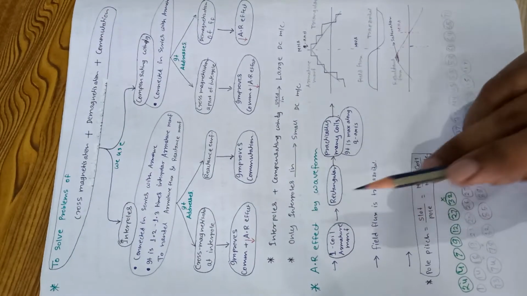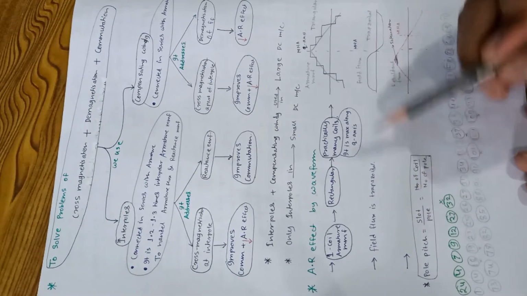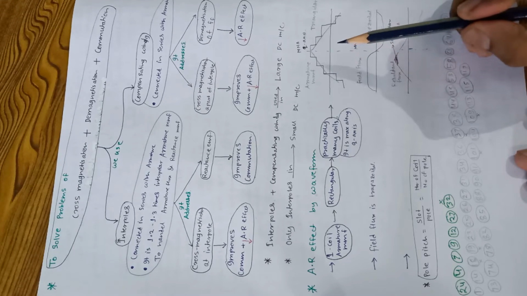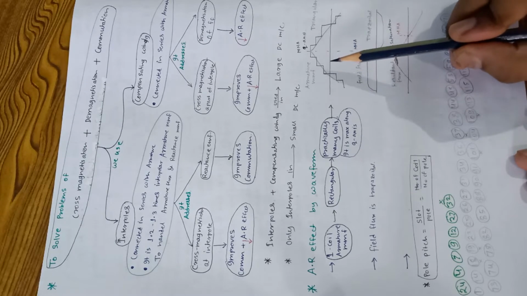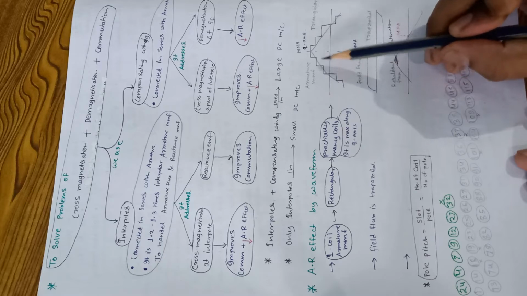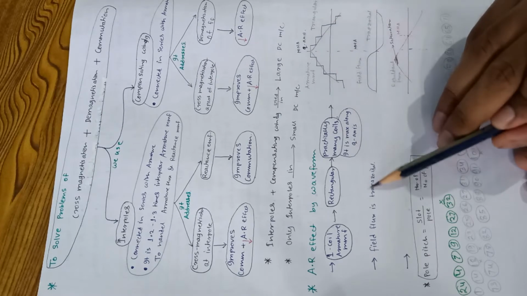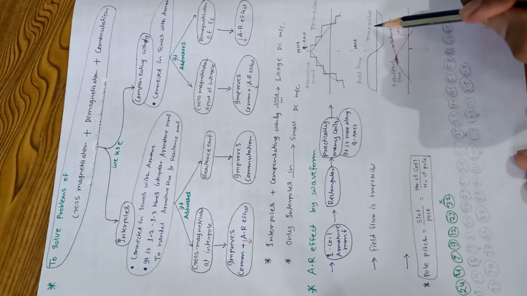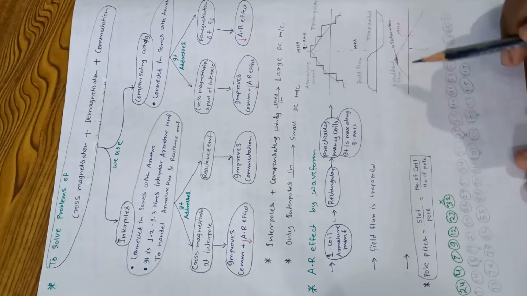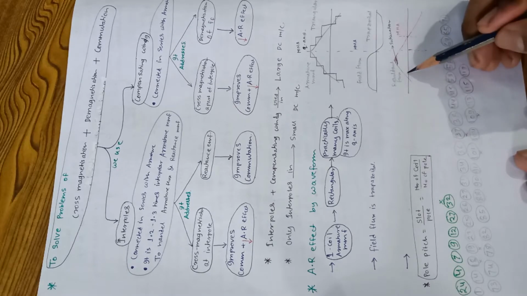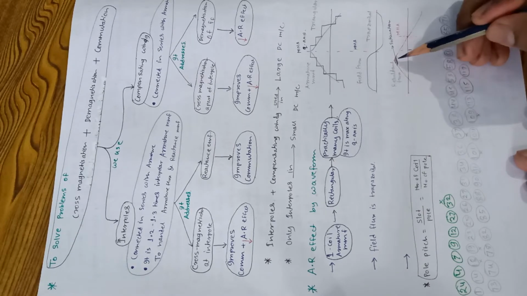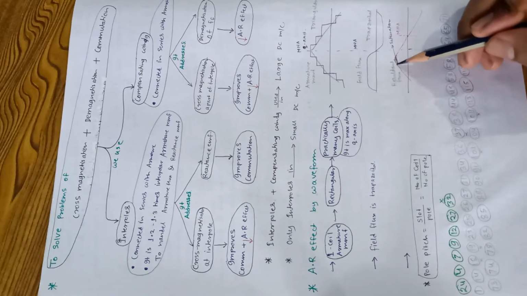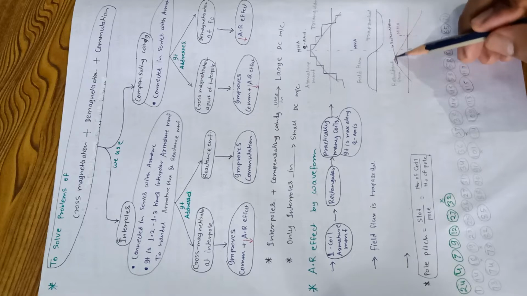Armature reaction effect by waveform. The main thing we have to remember here is that the shape of armature MMF is triangular, the shape of field flux is trapezoidal, and the shape of resultant flux is this one. Due to saturation it is also triangular, but here we have saturation.